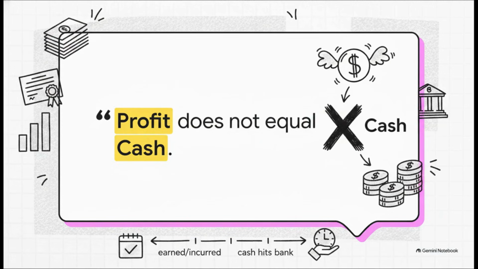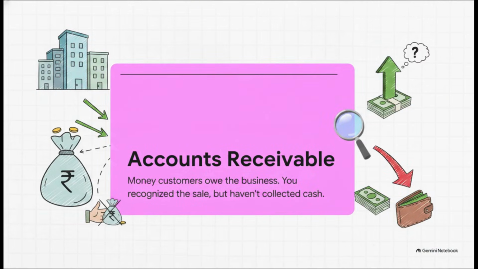Under the rules of accrual accounting, revenue and expenses are generally recognized when they're earned or incurred, not necessarily when the physical cash hits your bank account. Let's look at a highly practical example of this. Under accrual accounting, if you sell 20 crore rupees worth of apartments, but you only collect 15 crore in cash from your buyers at closing, you now have 5 crore sitting in accounts receivable.